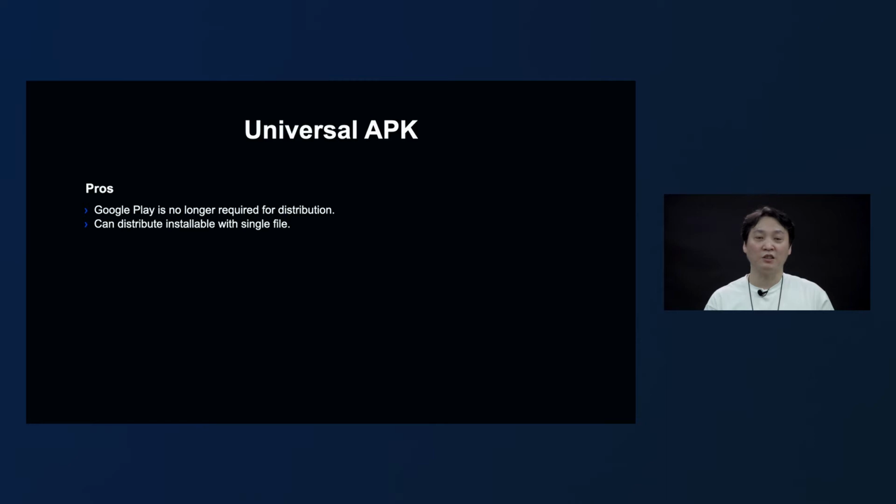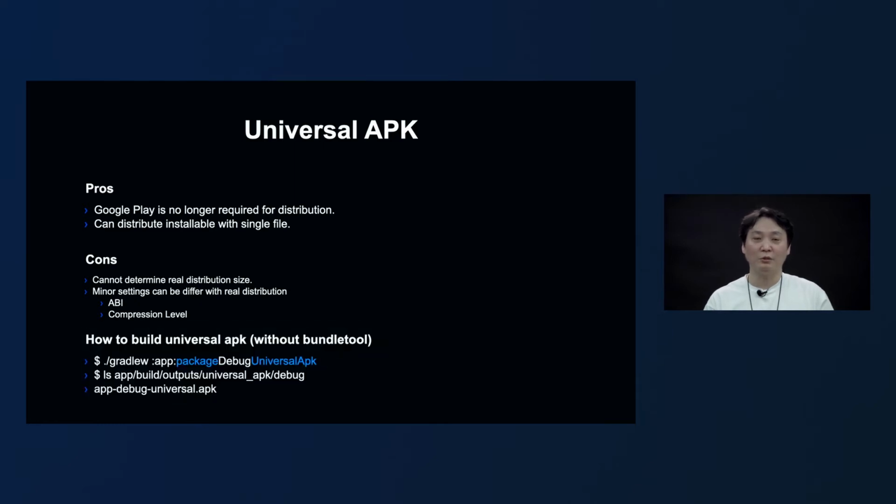Universal APK can be created from AppBundle. It is not created by splitting like split APK, but all functions are included in one APK binary. So you can easily share binaries without going through Google Play. However, it is impossible to guess the size of the app when it's actually deployed, and some subtle settings may differ from the actual deployment.